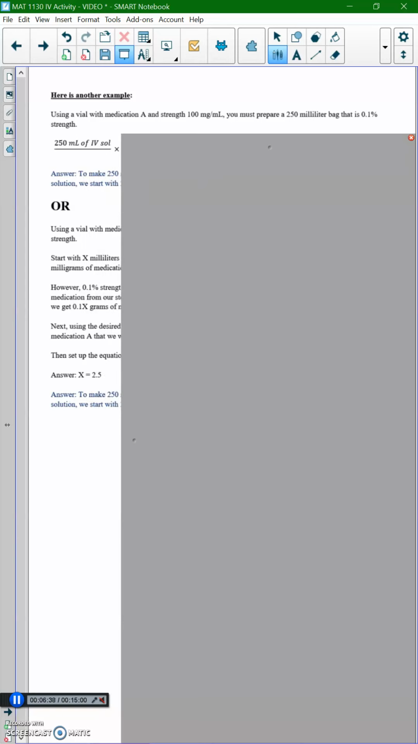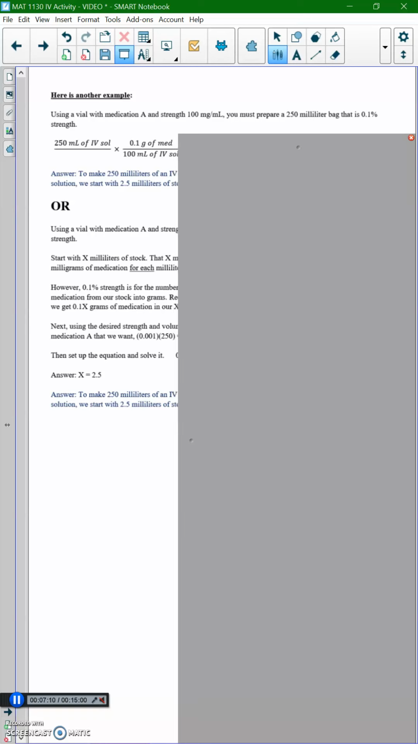Well, we said we want those units to cancel out. We're trying to get rid of the units that are milliliters of IV solution. And so we're going to go to, well, what is the strength of the solution of this bag? We want a 0.1% strength IV bag. We said working with strength of solution, that means we have 0.1 grams of medication per 100 milliliters of IV solution. And so we'll use the strength of the IV bag to set up our next conversion factor.